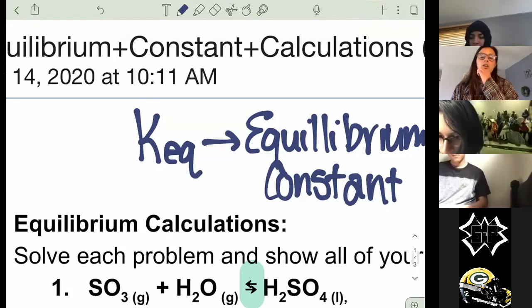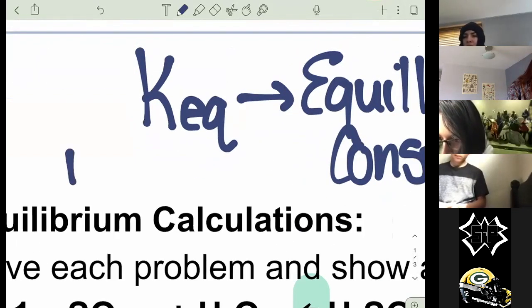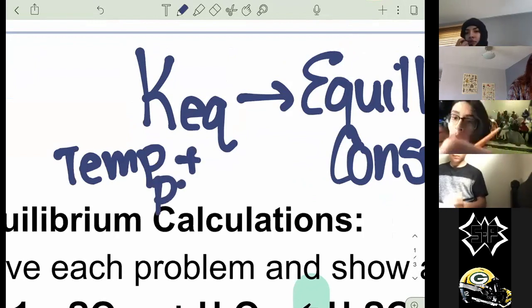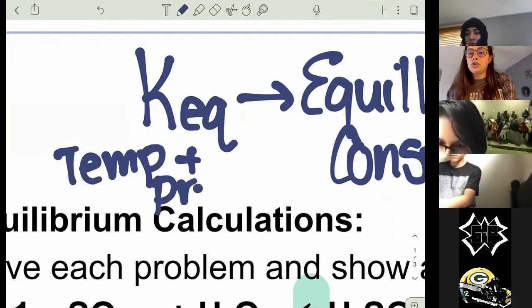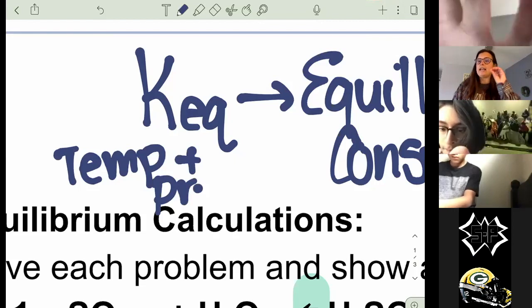Something you need to know is that the equilibrium constant is temperature and pressure dependent. Our K for the equilibrium will depend on the temperature and pressure. When we calculate it, it will be at a set temperature.